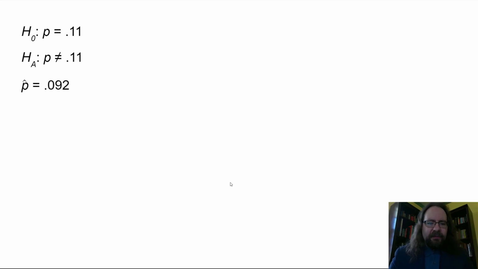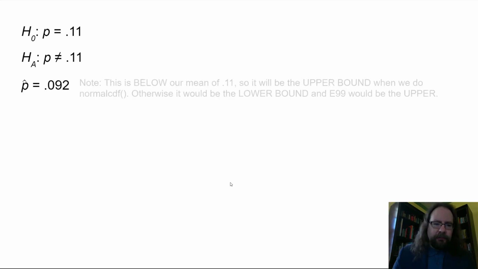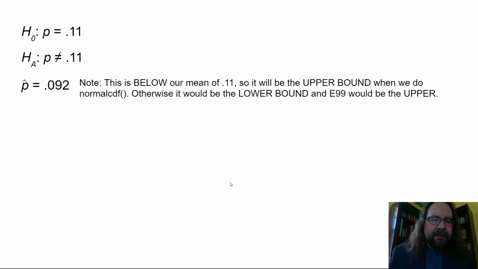So let's actually do the computations we need to do the test. And again, most of them are the same. We have our null hypothesis, which is p is 0.11, the 11% we were given. Our alternative hypothesis now is that p is not equal to 0.11. So there's no direction implied. Our p-hat is 92 out of 1,000, since we surveyed 1,000 people and 92 were left-handed, and that comes out to 0.092.